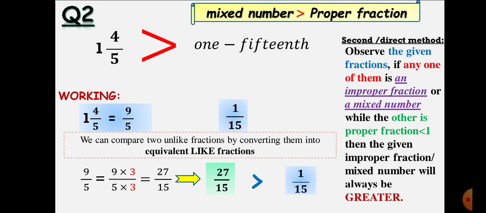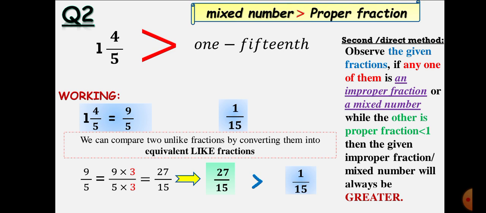Then mixed number and proper fraction. Let me tell you one thing. Whenever you have a mixed number and a proper fraction, the mixed number is always going to be greater, because a mixed number stands for an improper fraction, and an improper fraction is always greater than a proper fraction. Like I have 1 whole 4/5 and 1/15. So first of all, we have to change the mixed number into an improper fraction, and the fraction that's written in words into a fraction.